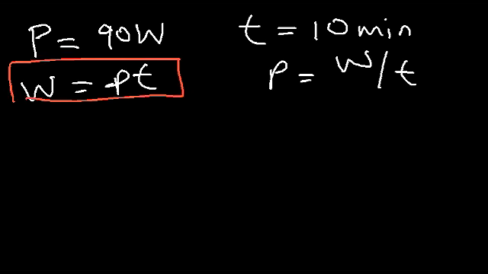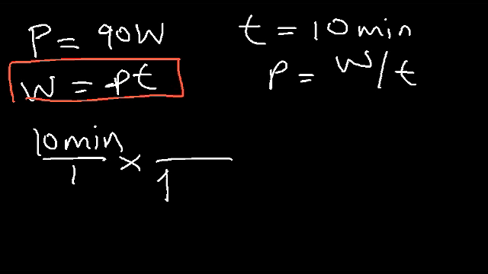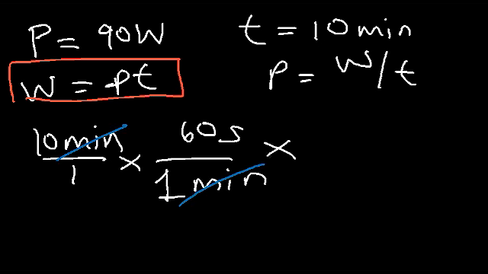But let's solve it as a unit conversion. Let's start with time. Time is 10 minutes. Now, 90 watts represents 90 joules per second, so we need to convert minutes to seconds. In 1 minute, there are 60 seconds. Now you want to set it up in such a way that the unit minutes cancel. And 90 watts represents 90 joules of energy being transferred every second.